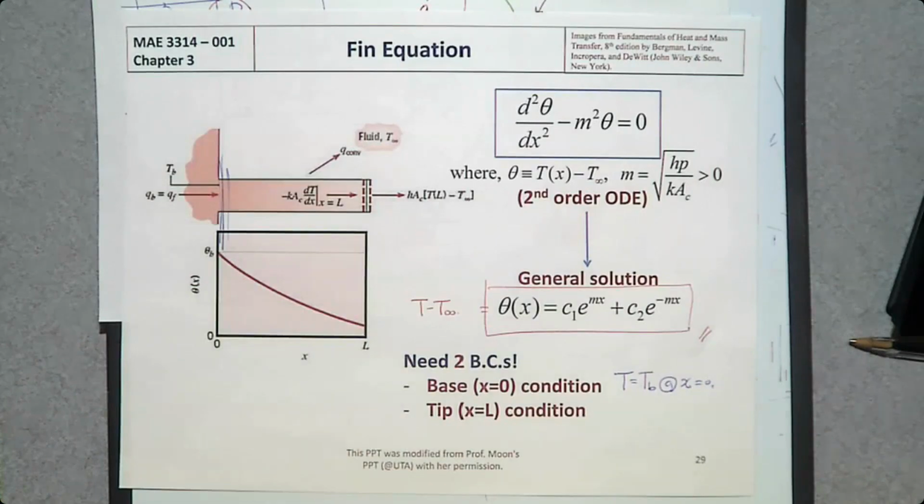But can you come up with another boundary condition? Unfortunately, this is the only thing we know. So there's no other boundary condition. So what can we do? We need to create a boundary condition that is called tip condition. What's going to happen at the tip of this fin? Do we have any idea? We don't know. So we are going to make a reasonable guess.